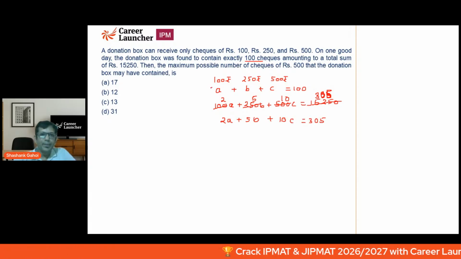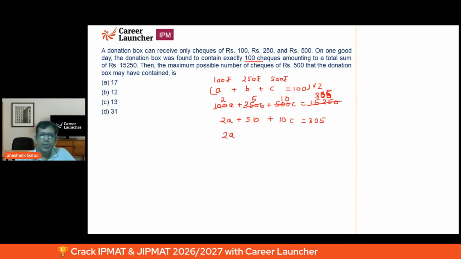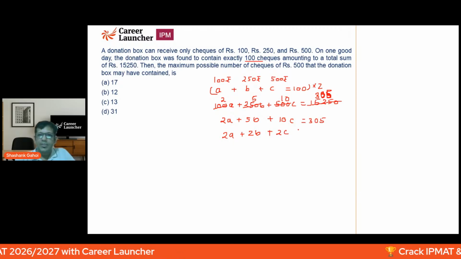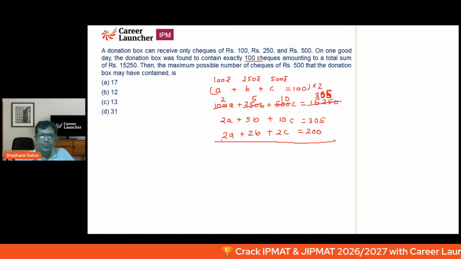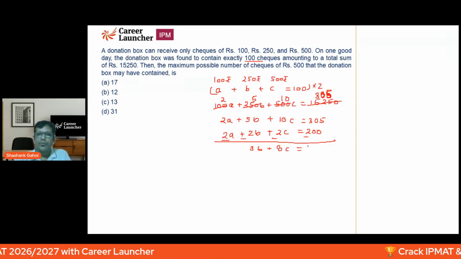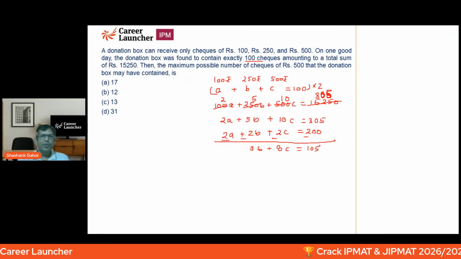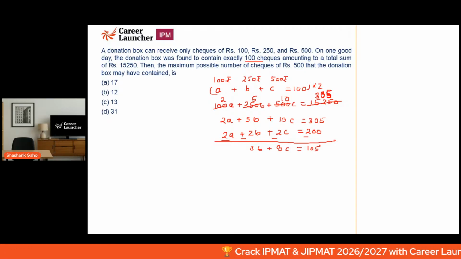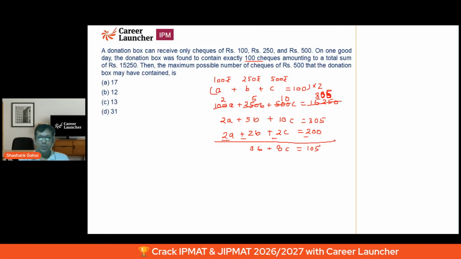Okay, I'm just going to multiply the first equation by 2. So I also get 2A plus 2B plus 2C, and that's equal to 200. Okay, I'm going to subtract now. Minus, minus, minus. So I'm going to get 3B plus 8C, and that's equal to 105.